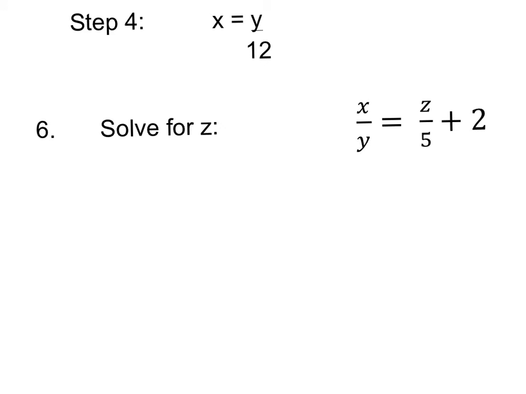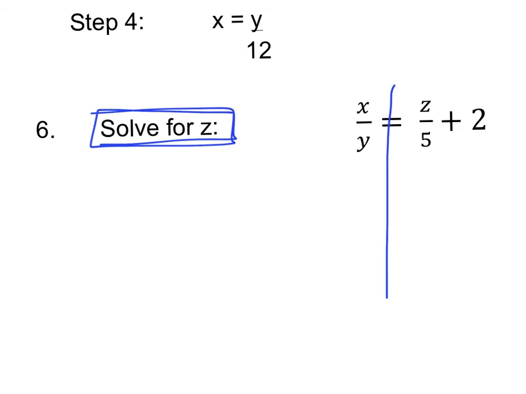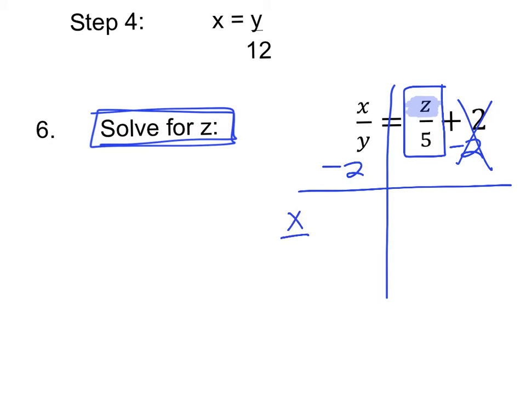Number 6 is another literal equation problem. We have to solve for z. So it is a puzzle. Always get the variable by itself. If I need to get z alone, right now it's stuck with this division. So the first thing I'm going to do is undo the adding 2 by subtracting 2. So I have x over y minus 2 equals z over 5. I still need to get this z alone. So to undo dividing by 5, I'm going to multiply by 5.